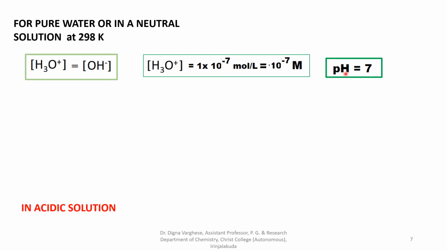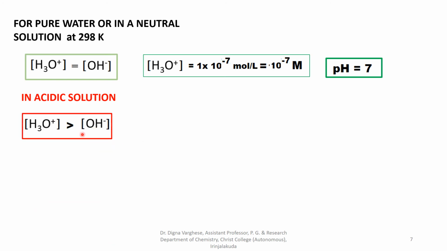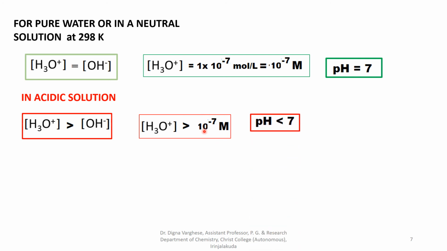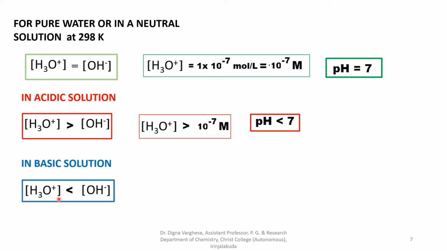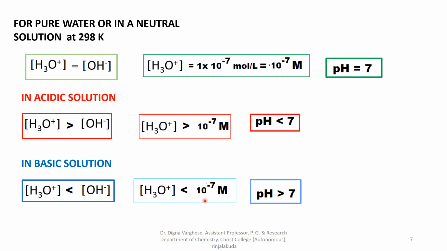For an acidic solution, the concentration of hydronium ion is greater than the concentration of hydroxyl ion. Here, the concentration of hydronium ion is greater than 10 raised to minus 7 molar. Hence, pH is less than 7. For a basic solution, the hydronium ion concentration is less than the hydroxyl ion concentration. So, the hydronium ion concentration is less than 10 raised to minus 7 molar. So, the pH is greater than 7.